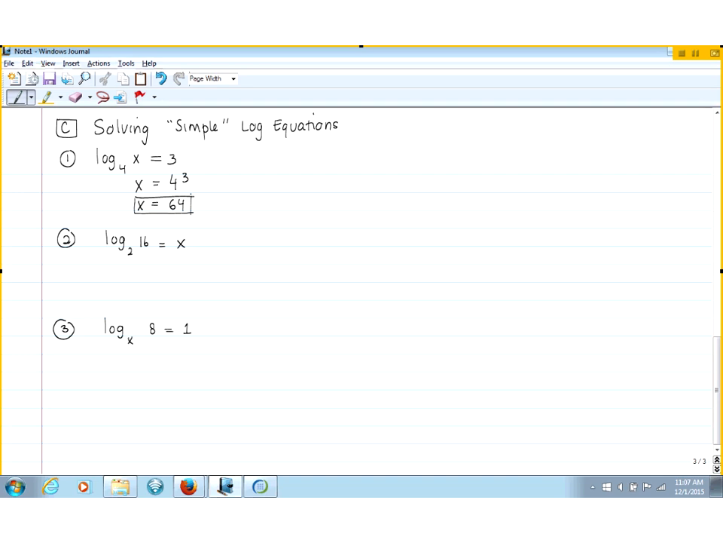Now, number 2, log base 2 of 16 is x. So what would you do to solve for x? Yes, 2 to the power x is equal to 16. We have to solve for x. So 16, can I write 16 as base 2? What is that?